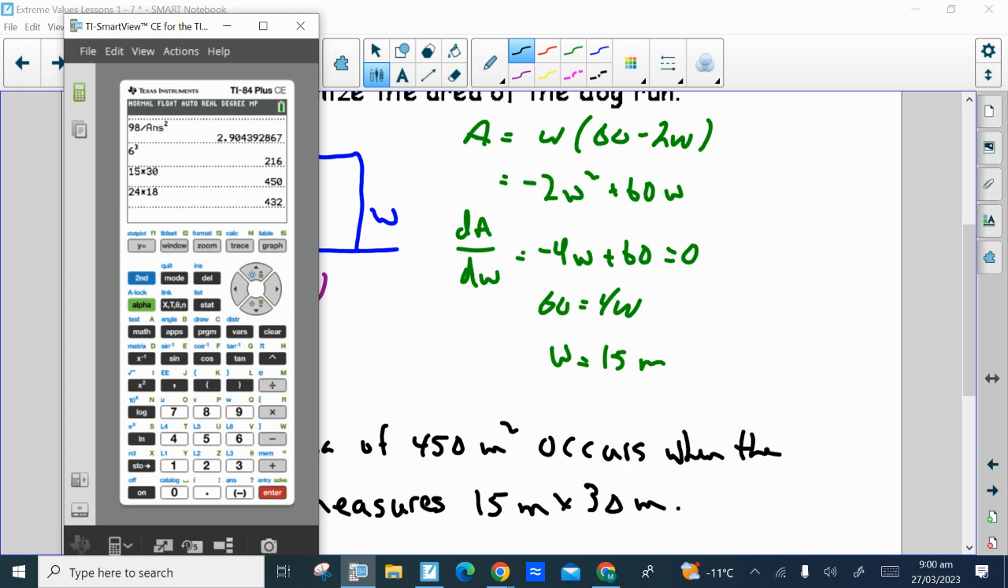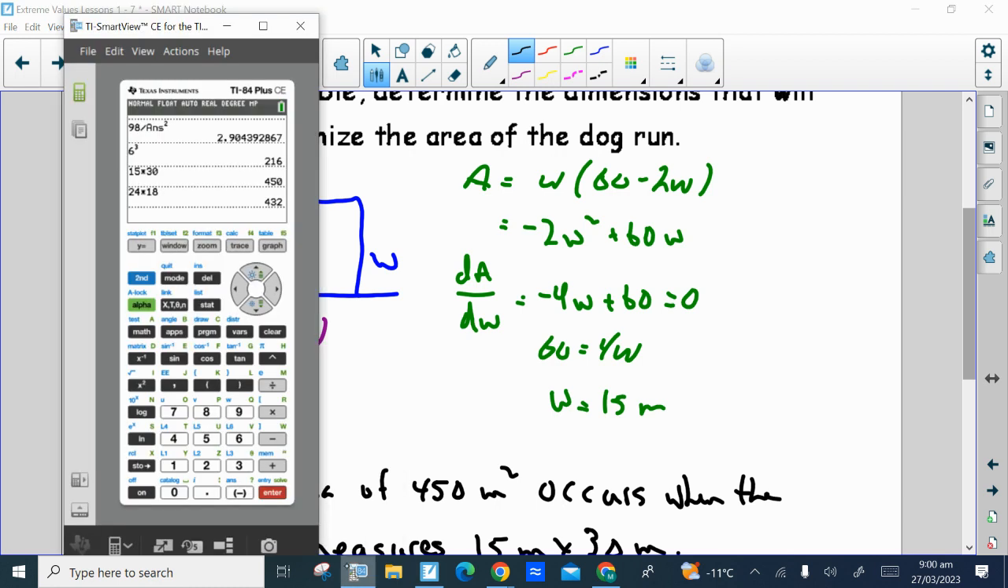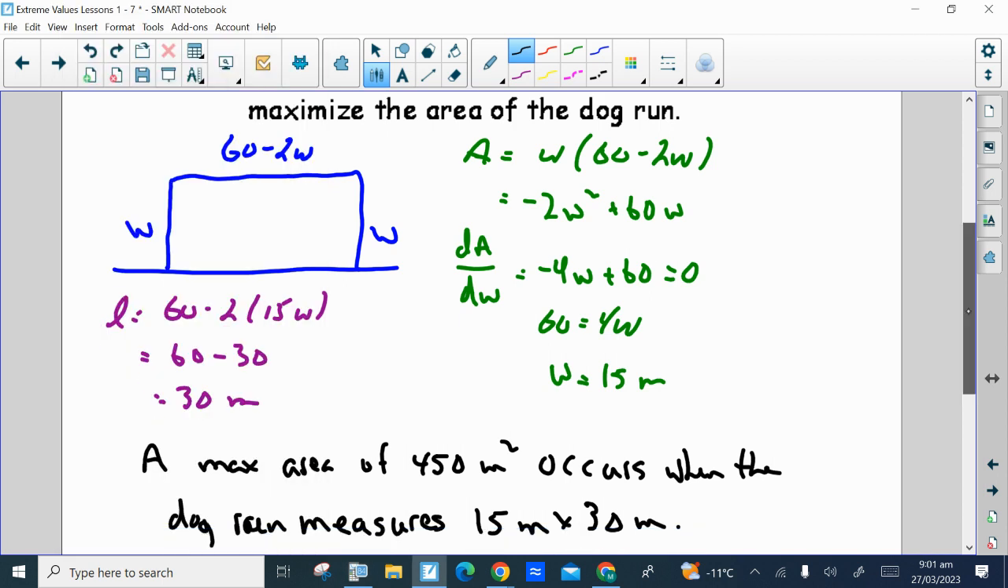There's also nothing saying that you couldn't have decimals for these dimensions, which we've seen one like that today already, right? If we said that the width instead of 15 was 14.5, then the length would be 60 take away twice 14.5. That will give us a length of 31. And the area, 31 times 14.5, again, is less than 450. Not much less, but it's less. So this will give us the maximum.